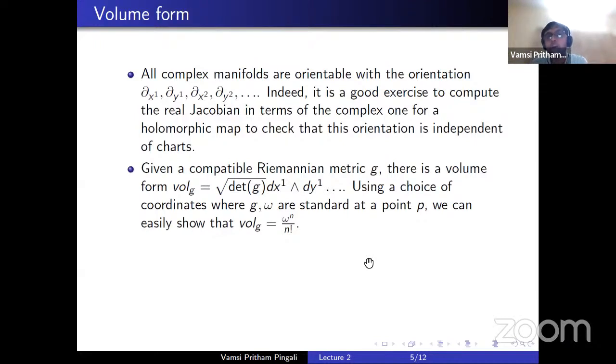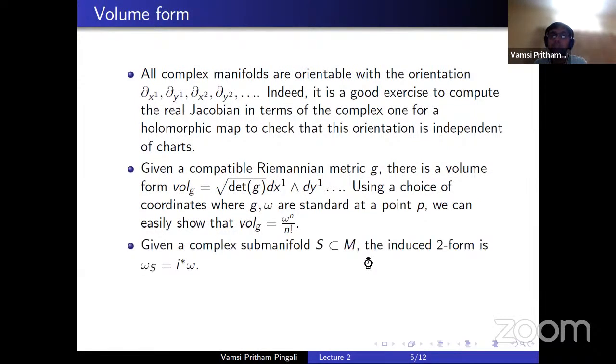So the volume form of a compatible Riemannian metric on a complex manifold is simply omega raised to n by n factorial, where omega is the 2-form defined earlier. Now, if you give me a complex submanifold, the induced 2-form is simply the restriction of this 2-form.